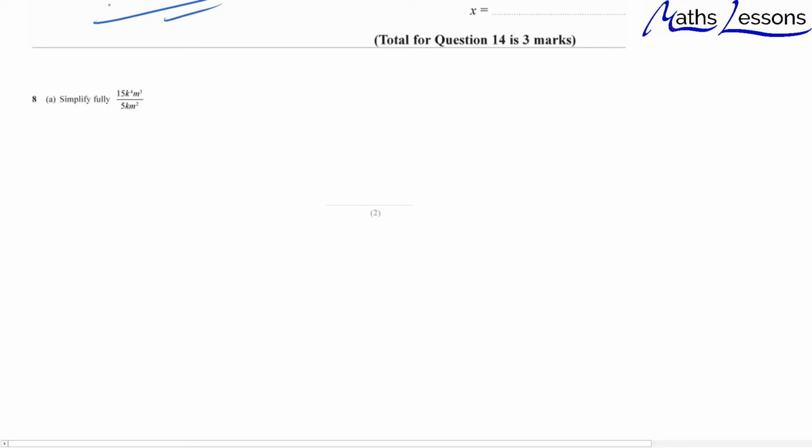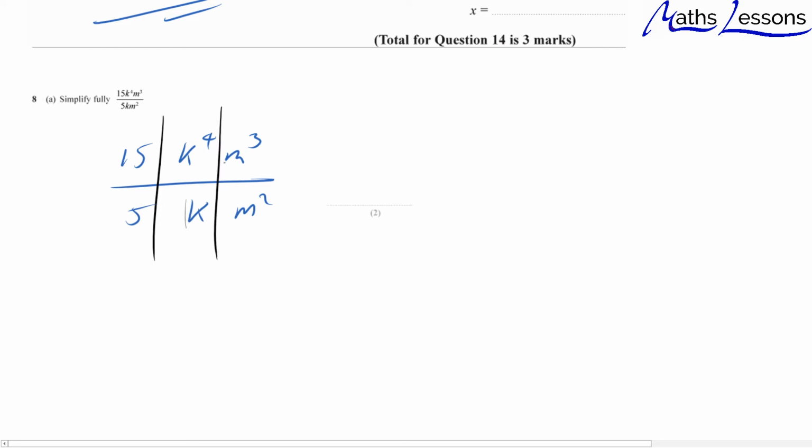Right, so you've got 15k to the 4 m cubed over 5k m squared. You might like to think of it as the numbers that go together, the k's that go together, and the m's that go together. You can only cancel when you've got everything times everything on the top or the bottom. And everything's timesing, so therefore we can cancel anything we want.